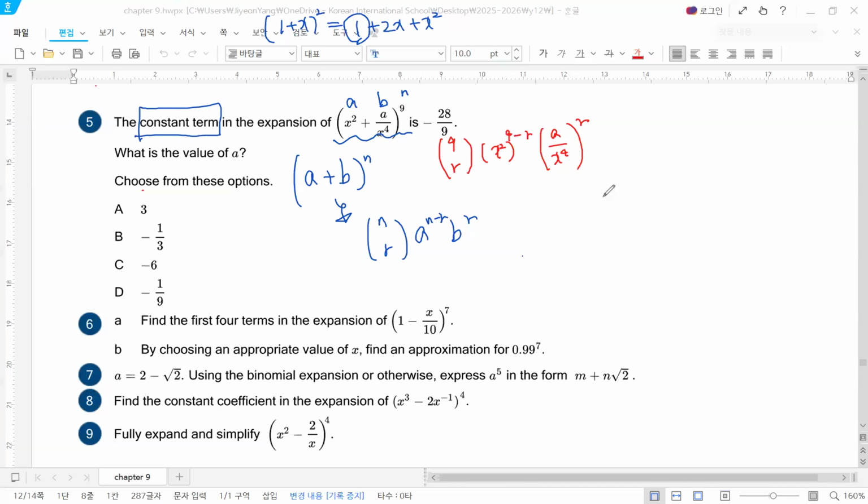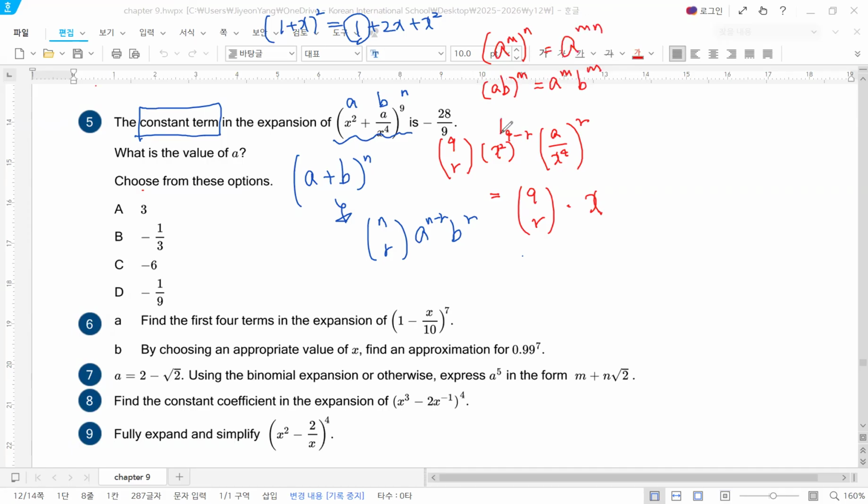This question is a bit tricky because you need to figure out the value of r by using laws of indices multiple times, not just one time. So let's do it one by one with me. So 9 choose r first. And then please remember that (ab) to the power of m you can write as a to the power of m and b to the power of m. Since we have x squared to the power of 9 minus r, the law of indices in this case should be: a to the power of m, to the power of n, should be a to the power of mn.